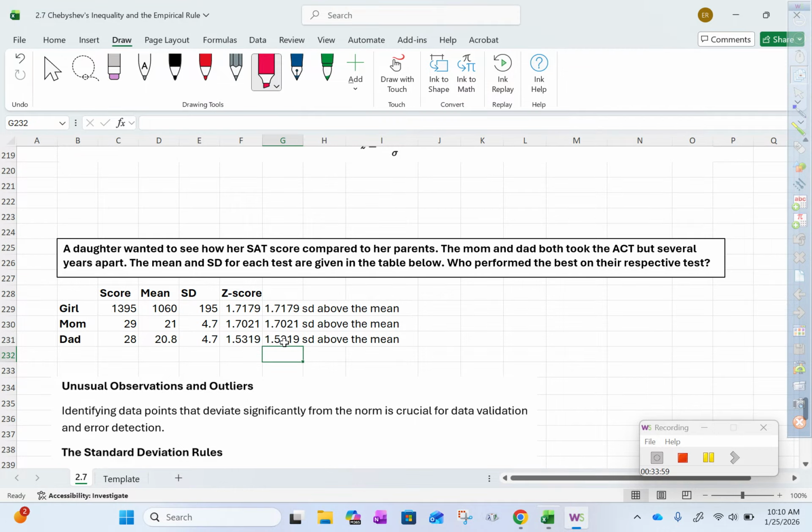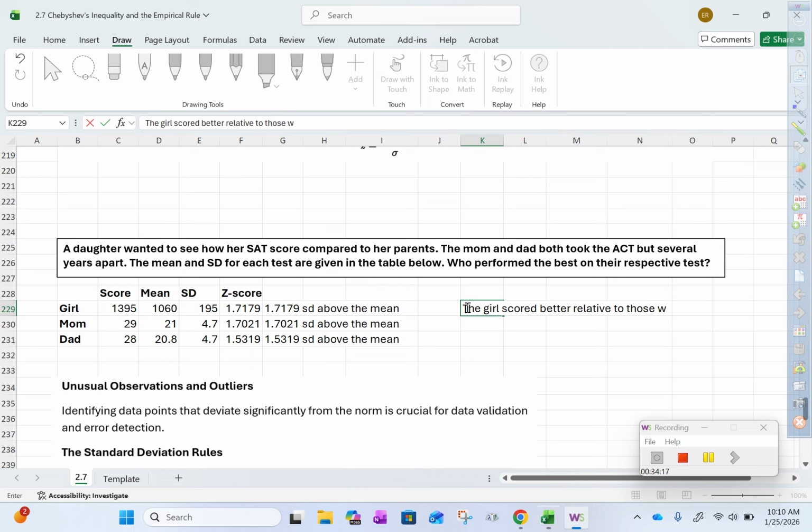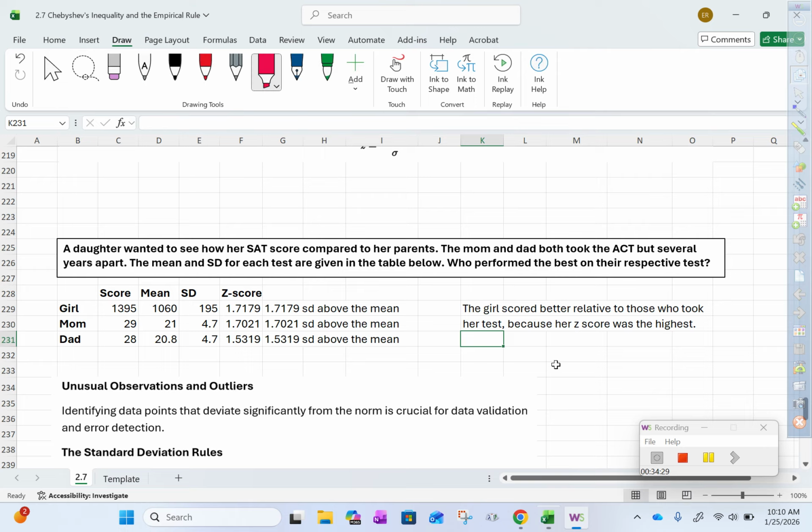Okay, you can expect to have to interpret standard deviations. So the answer to this question is the girl scored better relative to those who took her test because her z-score was the highest. Okay, it is important to note that the highest z-score doesn't always indicate the best.